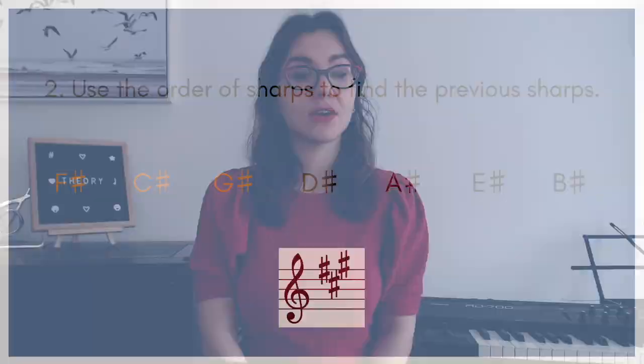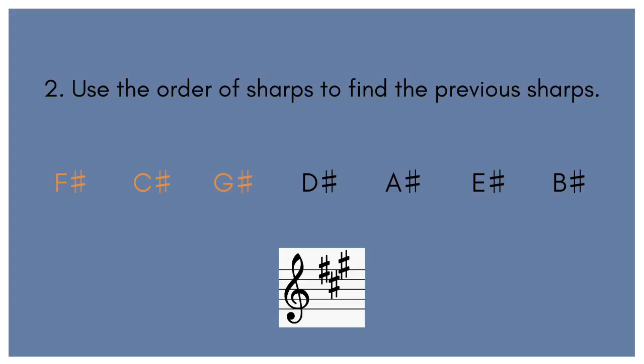So we're going to take a look at our order of the sharps, and you're going to see that the first 3 are F sharp, C sharp, and G sharp. If G sharp is the last one, then we stop there. So that's how you know A major has F sharp, C sharp, and G sharp.